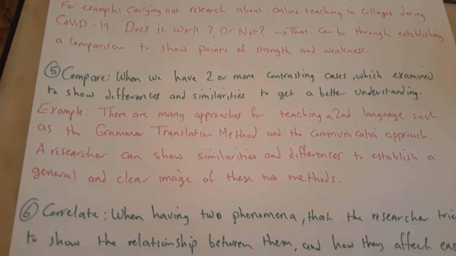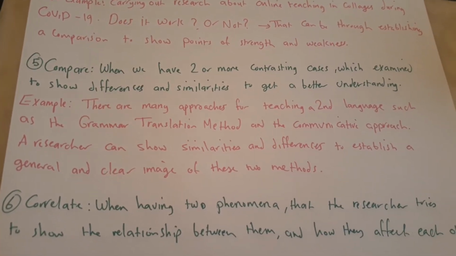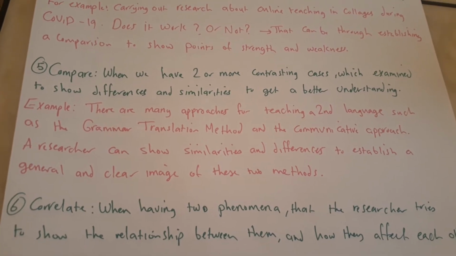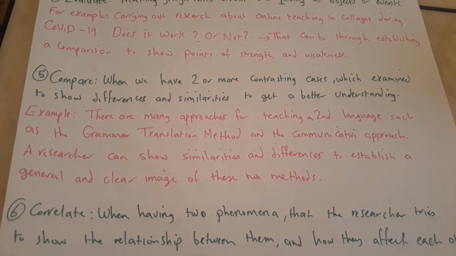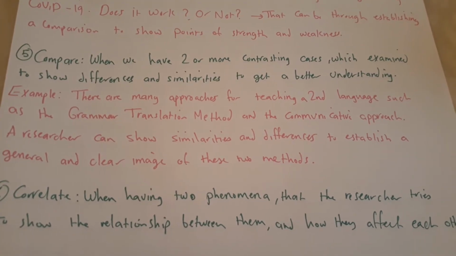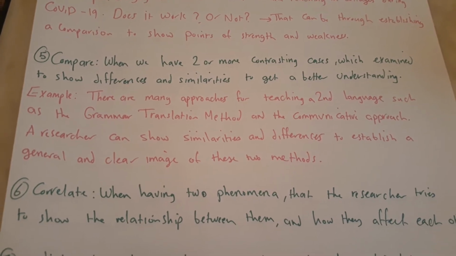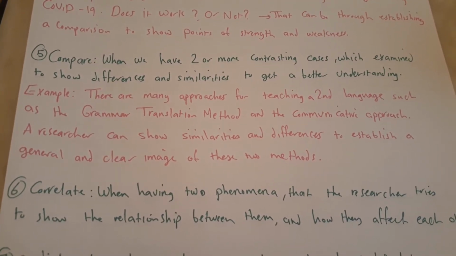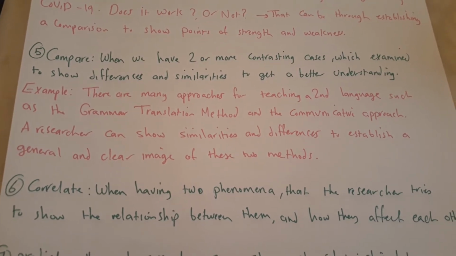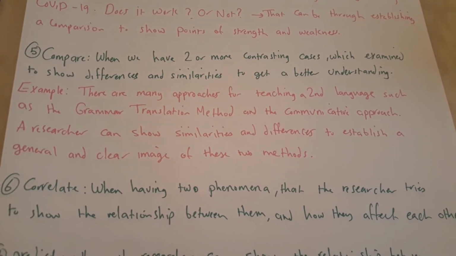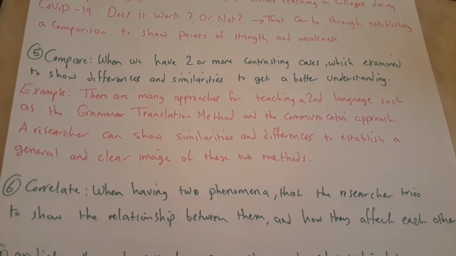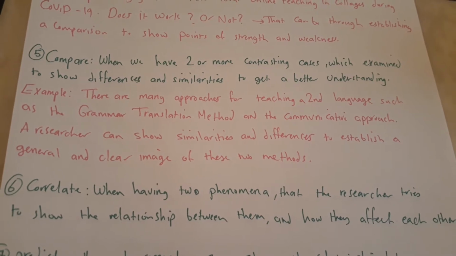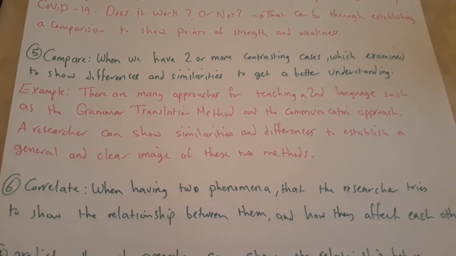Number 5, compare. When we have 2 or more contrasting cases, which are examined to show differences and similarities to get a better understanding. For example, there are many approaches for teaching the second language. For example, we have the grammar translation method and we have the communicative approach. Maybe a researcher can show some similarities and differences in order to make a general and clear image of these 2 methods. This is the way you compare between 2 things or more.